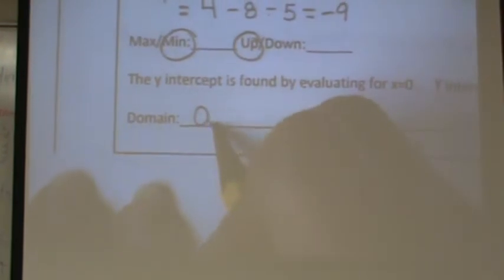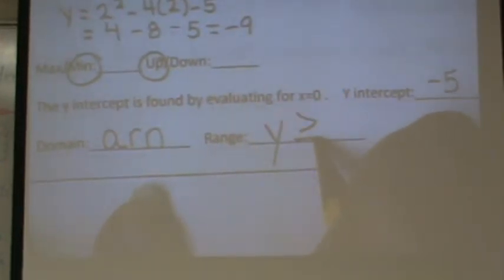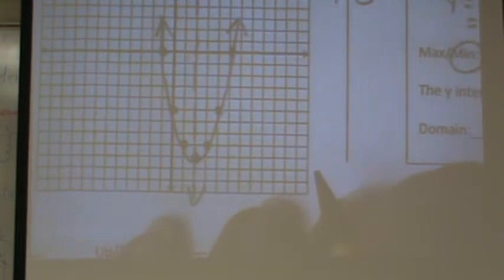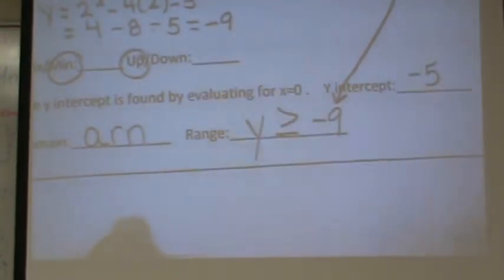Now, can we fill in the last 2 lines, the domain and the range? What's the domain? All real numbers, and what's your range? Y is greater than or equal to negative what? Negative 9. It's the y value of your vertex. That's how you get your range.